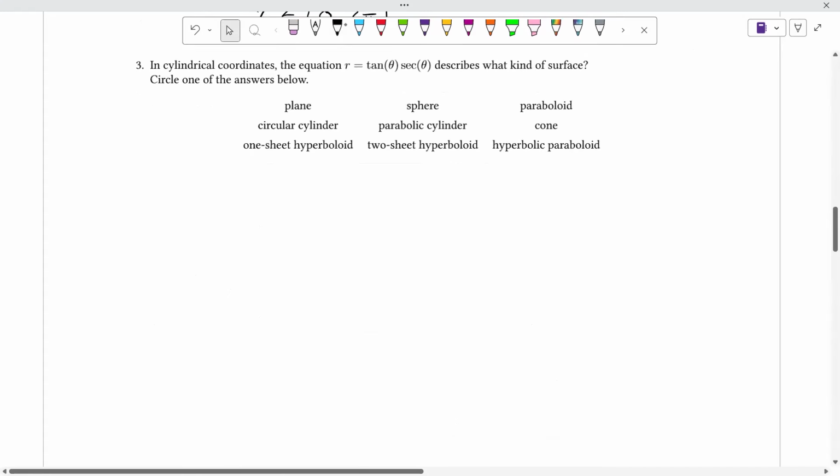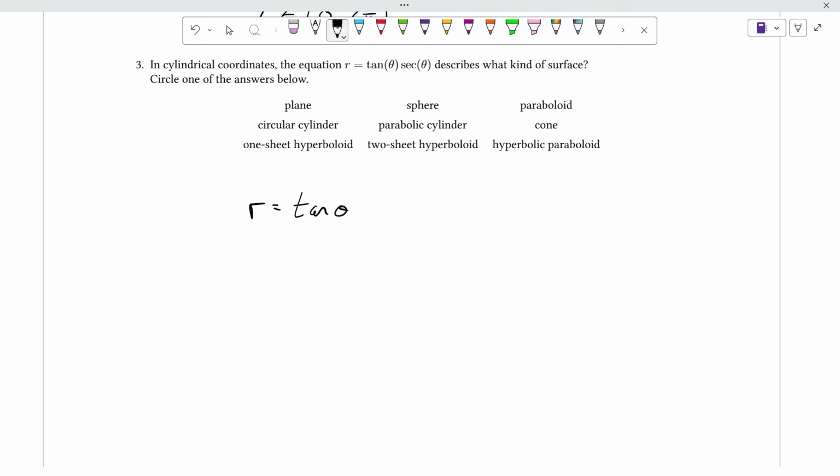Speaking of cylindrical coordinates, we've got an equation, r equals tangent theta, secant theta. We want to know what kind of surface it is. So r, not r of t. R equals tan theta secant theta.